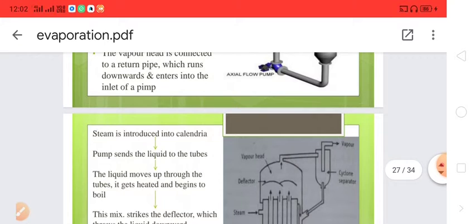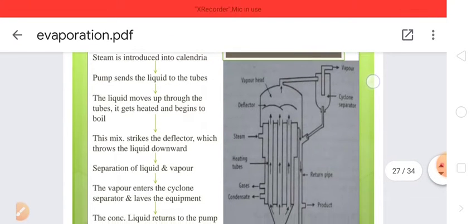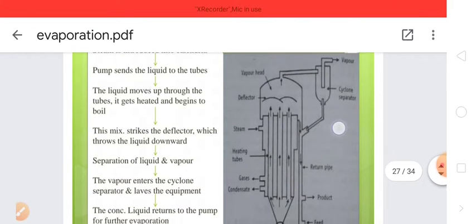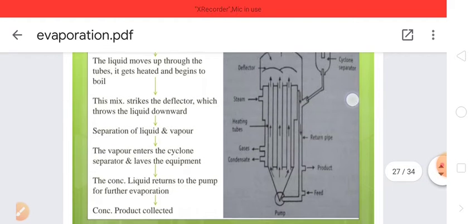Now come to the processes. Steam is introduced into the calandria. Next, the pump sends the liquid to the tubes. The liquid moves up through the tubes. It gets heated and begins to boil.